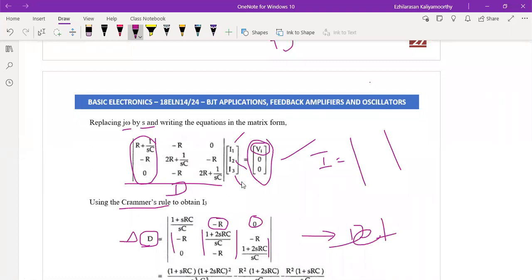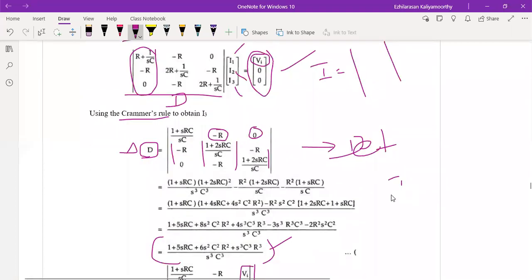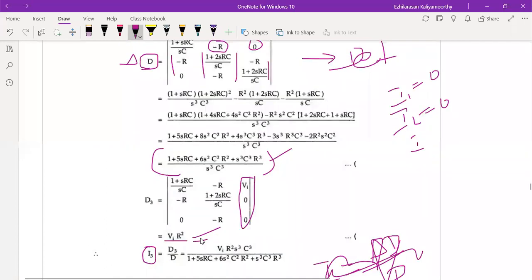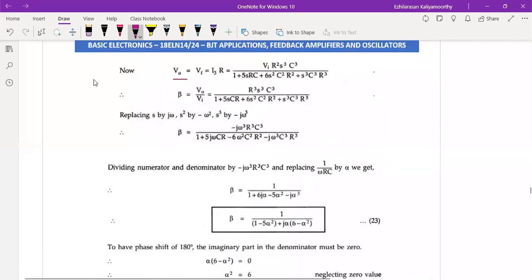But individually you have to do it. If you do it individually, what will happen? For I1 you will get 0, try it. I1 will be 0. Then I2 also will be 0. But I3 will give a term. So straight away, it is done for I3.